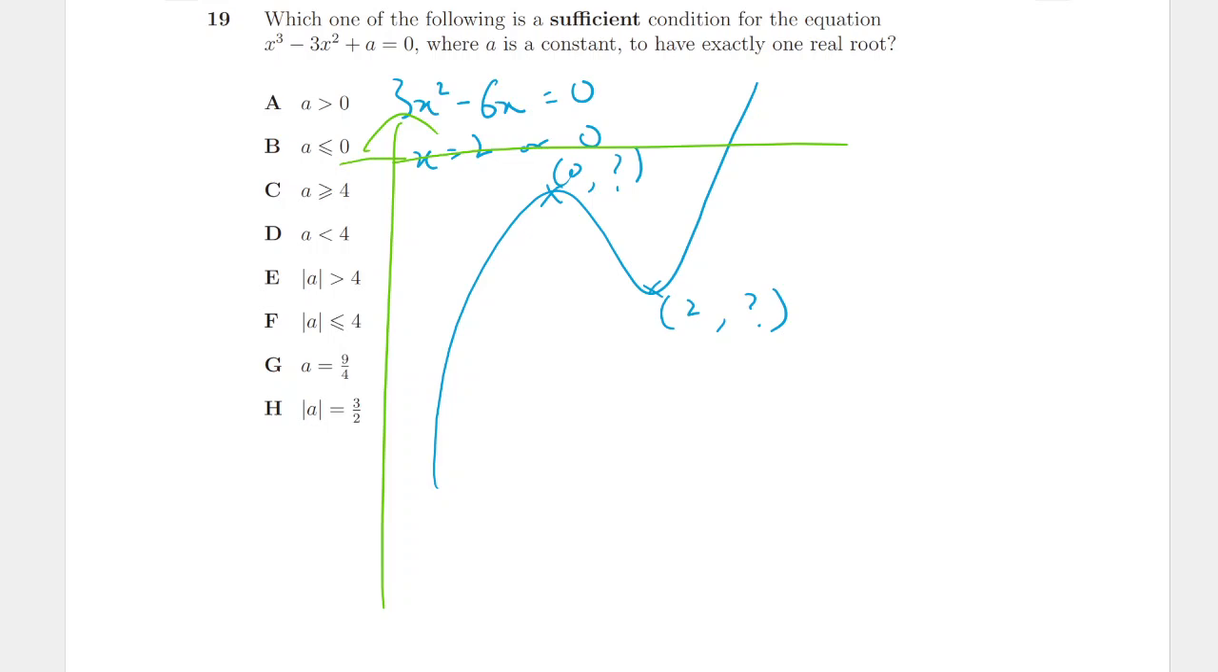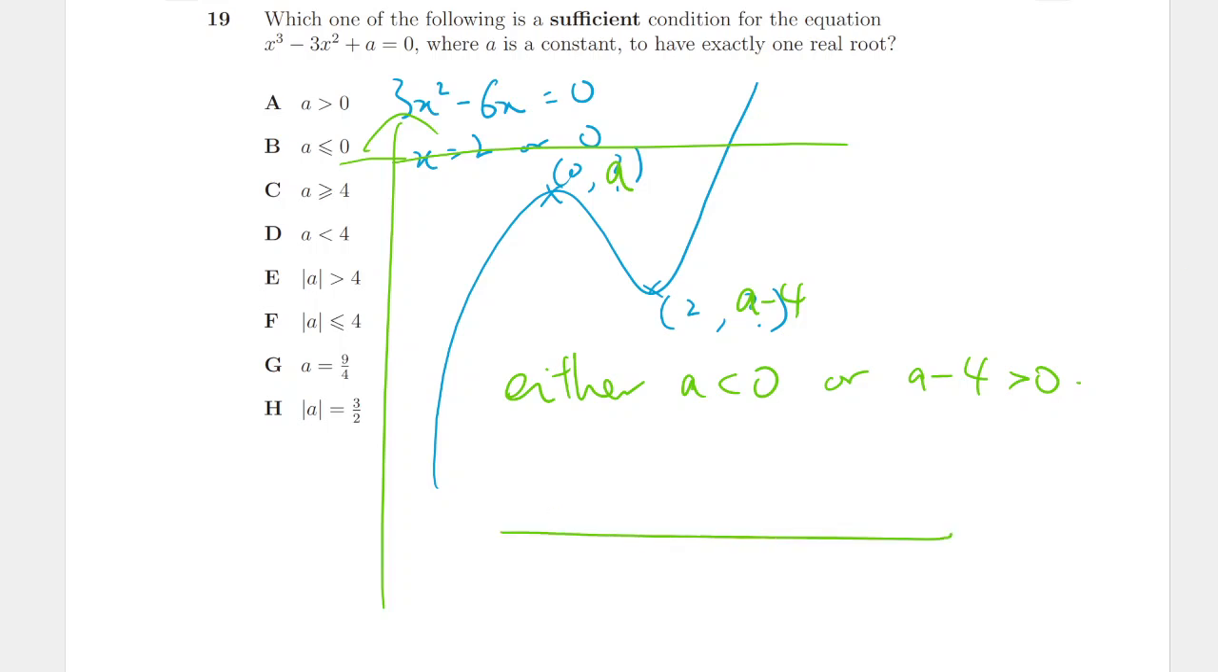Okay, so let's actually figure out what the question marks are first. So when x is 0, this is a, right? When x is 2, that's 2 cubed minus 12, and then plus a. So 8 minus 12 plus a, so that's a minus 4. Right. So we're going to make sure either a is less than 0, which makes sure that the maximum is below the x-axis, or a minus 4 is greater than 0.